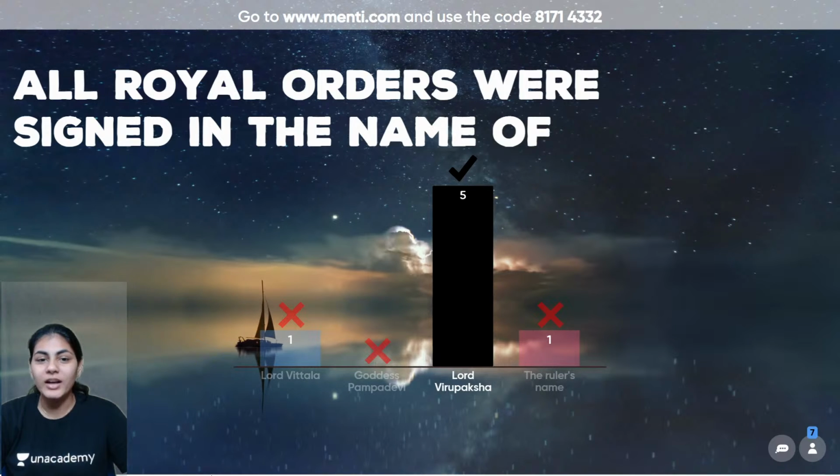It's Lord Virupaksha. Usually, in any other kingdom, royal orders are signed off with the ruler's name itself. Whoever is issuing the orders, their name is written down. But in the case of the Vijayanagara Empire, they were true devotees of Lord Virupaksha. So that is why they always made it a point to sign off with Lord Virupaksha's name.